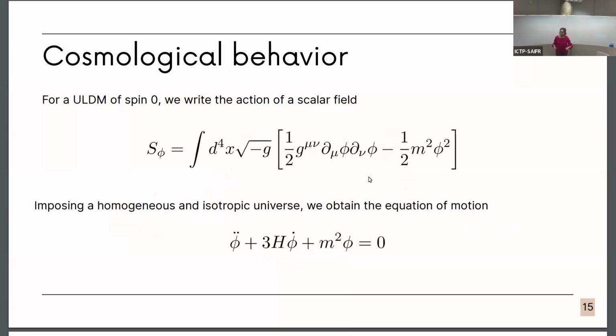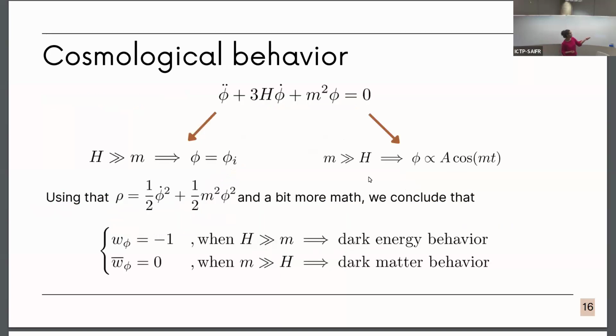And how do you study the cosmological behavior of such a candidate? So now I will focus on ultralight dark matter of spin 0. That's the simplest case, but also the most well-described, explored and tested. So for spin 0 ultralight dark matter, we just begin with the action of a scalar field. We impose that the universe is homogeneous, isotropic, and expanding, and you will obtain this equation of motion.